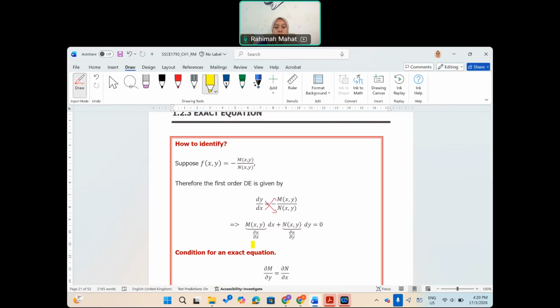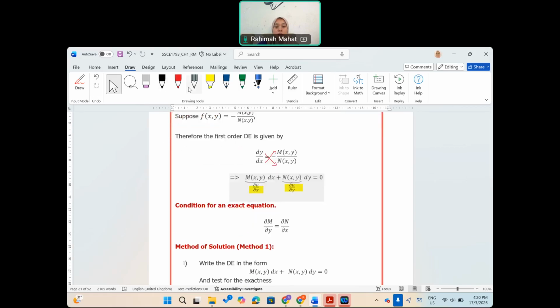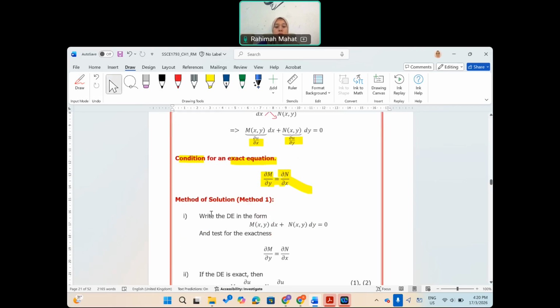And this M you consider as delta u over delta x, and N is considered as delta u over delta y. Okay, so next, the important part is the condition for an exact equation: the value of delta M over delta y is equal to delta N over delta x. The value must be equal. Okay, and then there are two methods of solution.